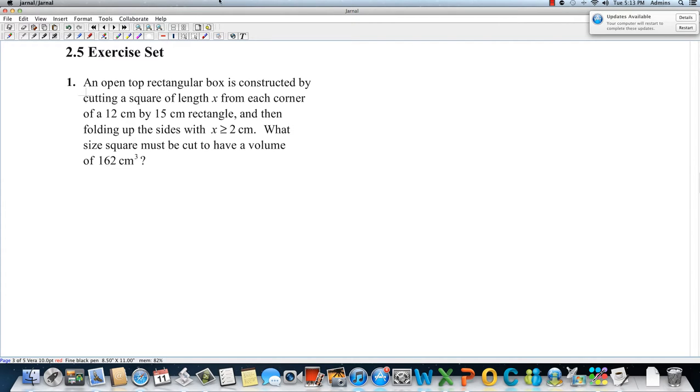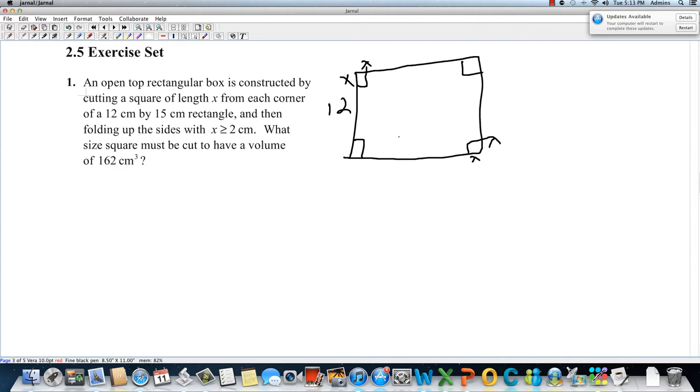So we're going to want to start off this question by drawing out a rectangle. And it says that we're removing squares from each corner of length x on both sides, and that the dimensions of the rectangle are 12 centimeters by 15 centimeters. It also says that the sides of the square, or x, must be greater than or equal to 2 centimeters.